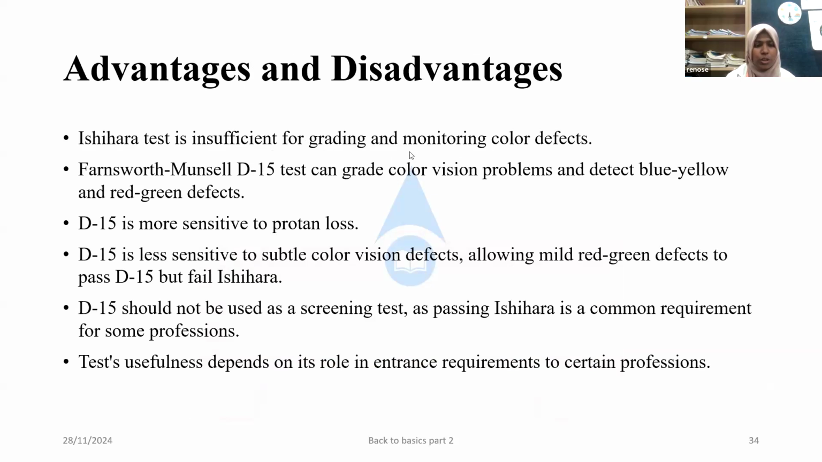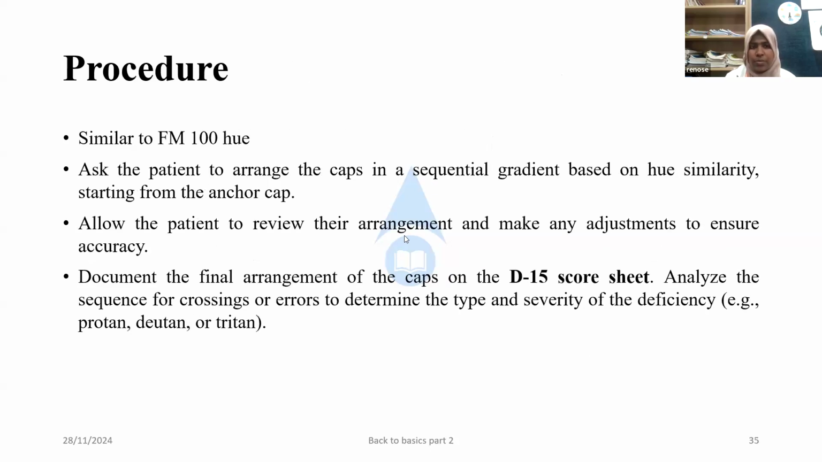D15 is more sensitive to protan loss. D15 is less sensitive to subtle color vision defects, allowing milder red-green deficiency to pass D15 but fail FM100. D15 should not be used as a screening test, as passing FM100 is the common requirement of some professions. Test usefulness depends on the role of the entrance environment for certain professions.